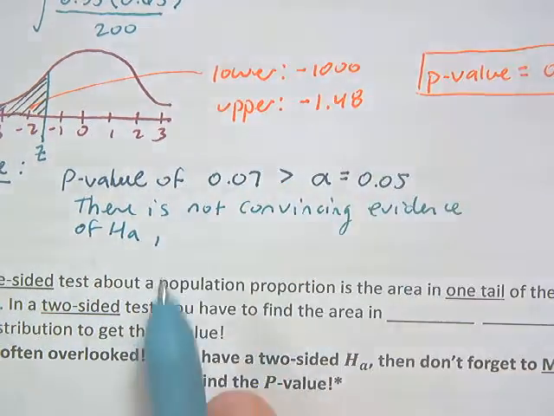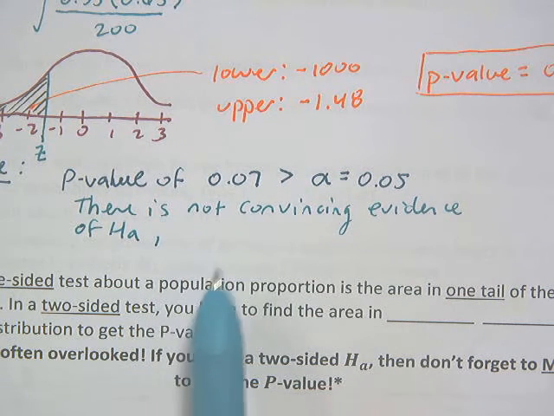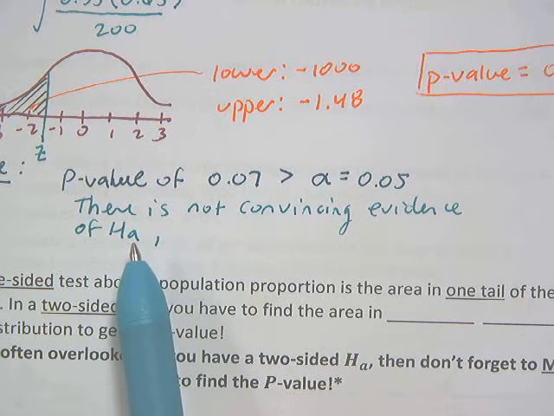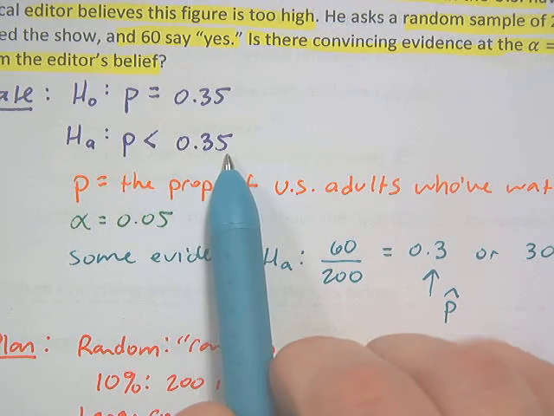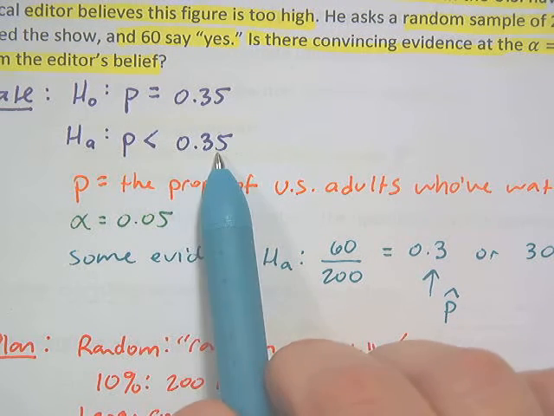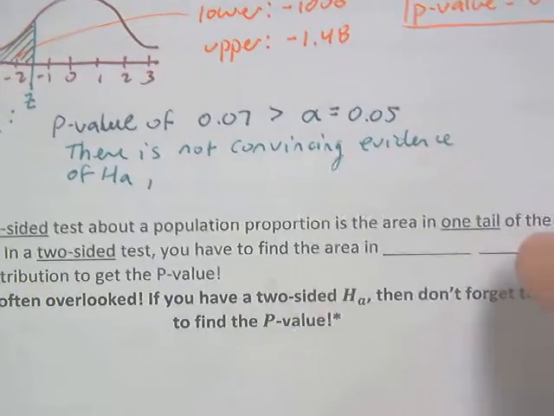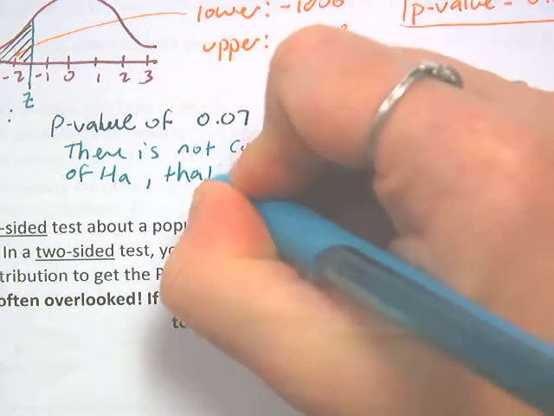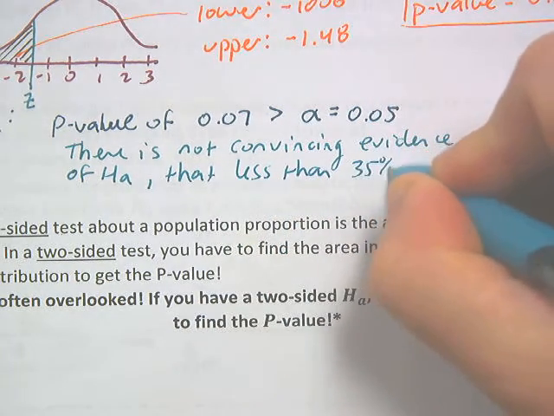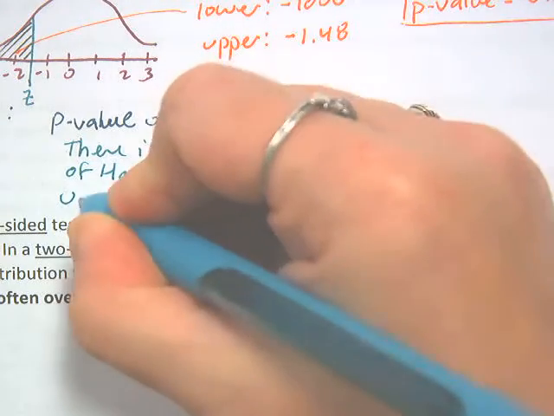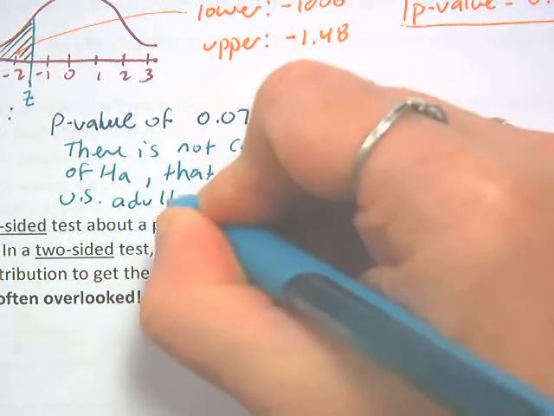for HA, and if you're confused, you're like, I've never really understood where she gets this next part. Think about it this way. Tell me about what the HA says. And if you go back up there, it says that less than 35% of US adults have watched the show. That's what HA says.